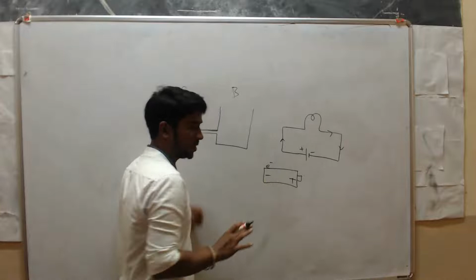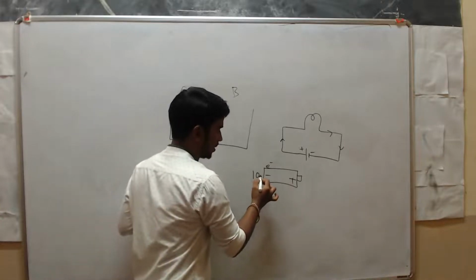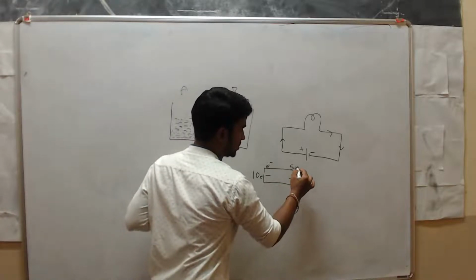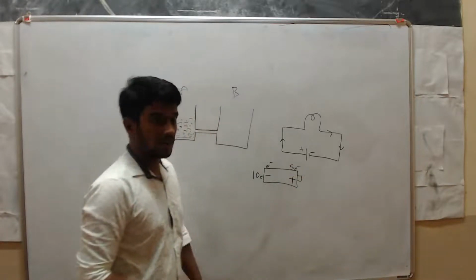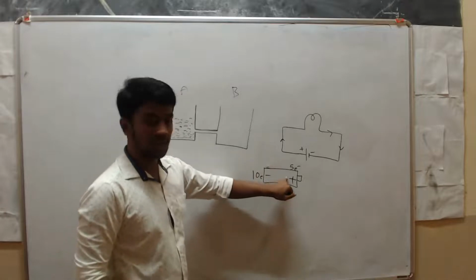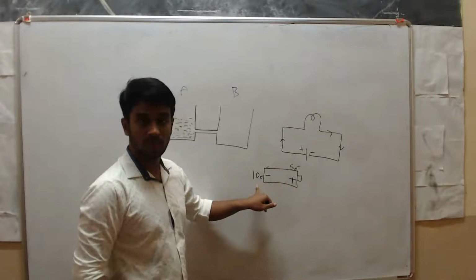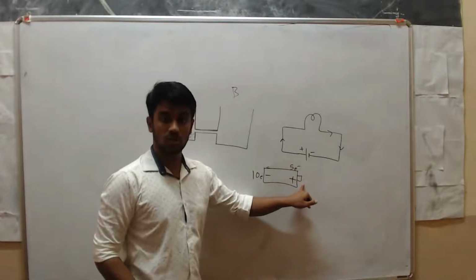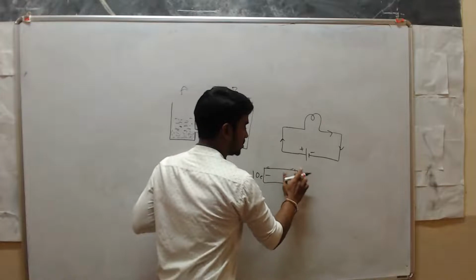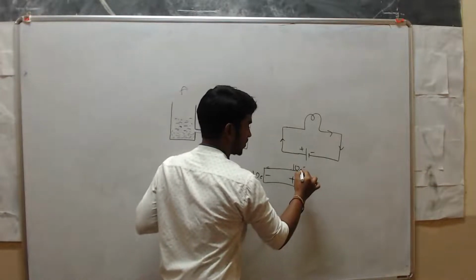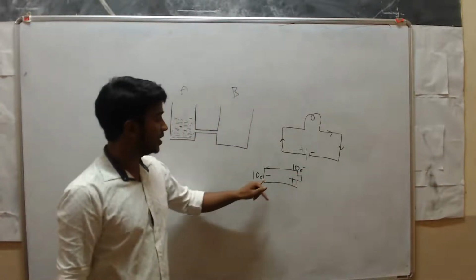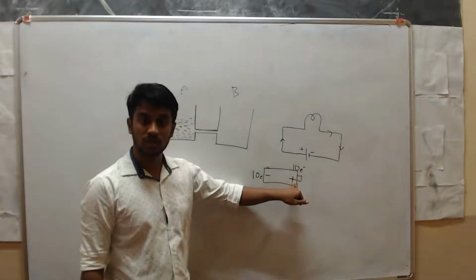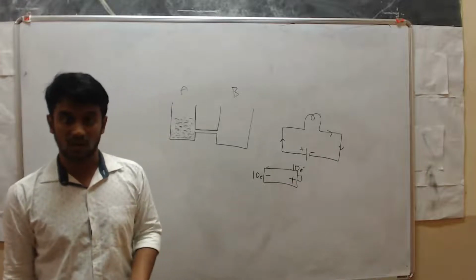Suppose now, just imagine, I take 10 electrons at the negative terminal and 5 electrons at the positive terminal. So now the difference between here and here is 5. Then only electrons will move from negative terminal to positive terminal. Suppose here also 10 electrons, here also 10 electrons, then there is no difference between negative terminal and positive terminal, so there is no movement of electrons.